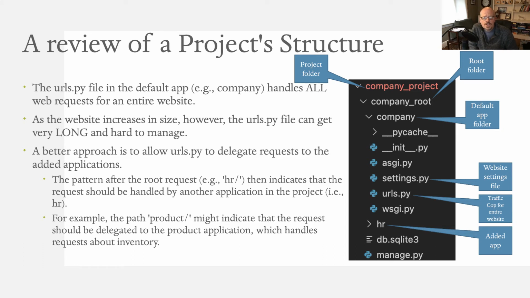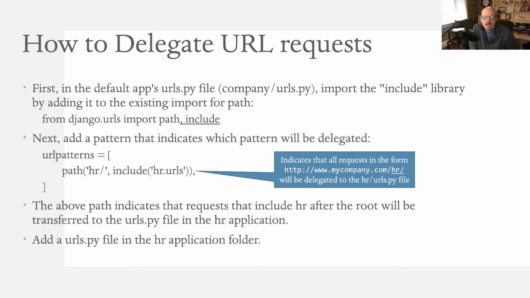So let's take the situation for HR. The pattern after a root request, for example, HR/, indicates that the request should be handled by another application in the project. So the pattern immediately after the root, that is www.mycompany.com, for example, it might be www.mycompany.com/HR/. That pattern indicates that the HR application is going to handle the request, and it's going to get passed to that particular application. If we had something called product, which might handle inventory, for example, www.mycompany.com/product/ would then get delegated to the product application.